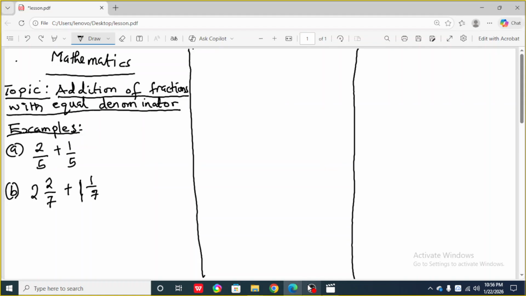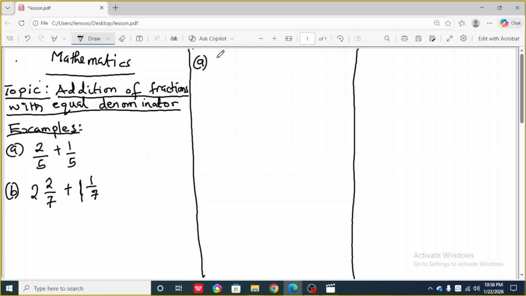Good day, everyone. We want to talk on fraction and we want to work on addition of fraction with equal denominator. So we have two examples in order to explain this. And the first example that I'm having on the board is example A.